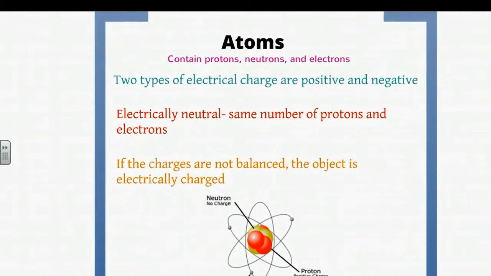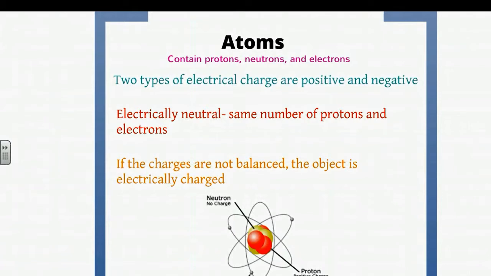So, a review: we've talked about atoms, and atoms contain three subatomic particles. We've got protons, neutrons, and electrons. You know that two types have a charge. The protons have a positive charge, and the electrons have a negative charge. So if you have an atom that has the same number of protons and electrons, it becomes electrically neutral. In other words, the protons and electrons cancel each other out. So if you've got 5 protons and 5 electrons, they each account for each other, and you end up with a neutral atom that has no charge.